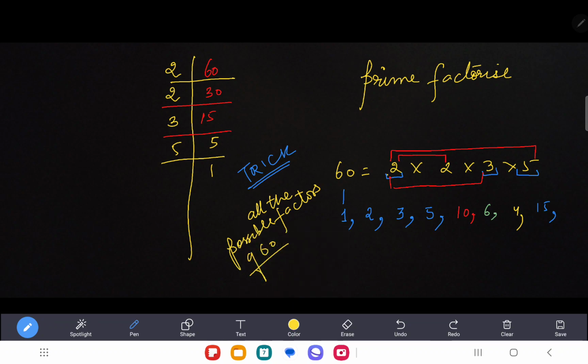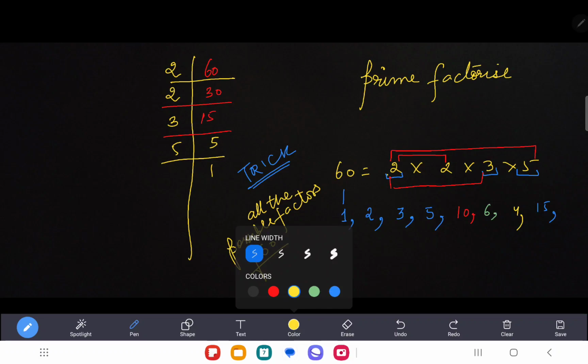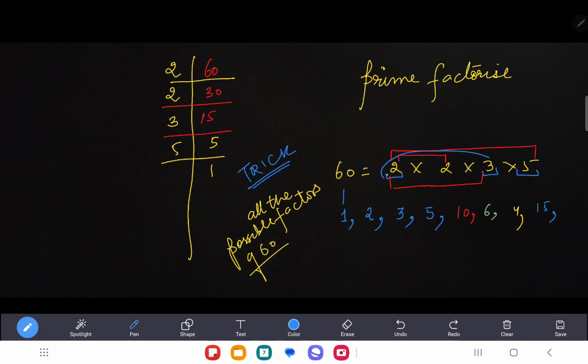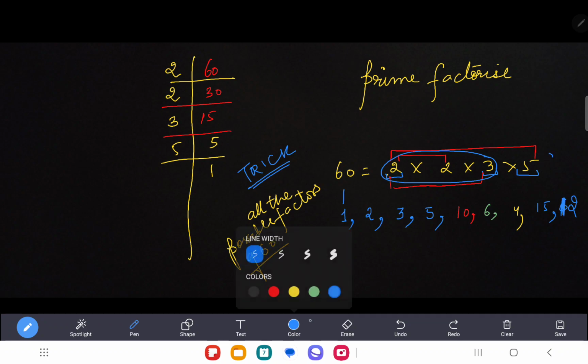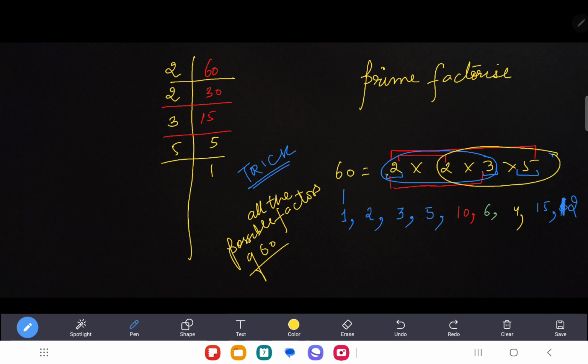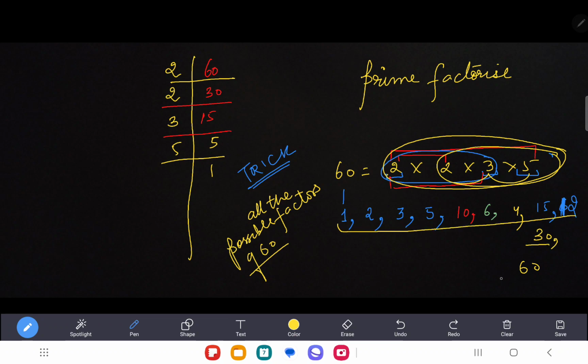Now start grouping 3 numbers together. What does it form? 2 into 2 into 3, Adam. 6. 4 times 3, 12. Yes or no? Yes. Then start grouping these three together. So what is another factor here? 2 times 3, 6. 6 times 5, 30. And then group all of them together. So you get 60.